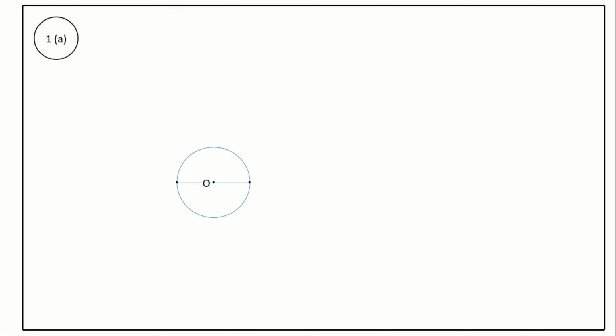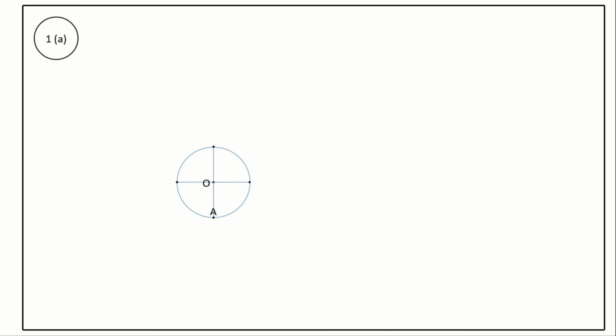Next, draw a vertical line through O. This vertical line meets the circumference on top and bottom side. Mark the points. Name the bottom point on the circumference as A.